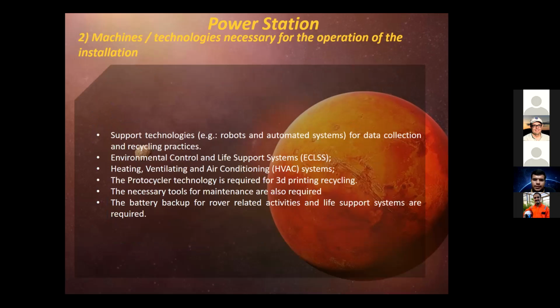Support technologies like robots and automated systems for data collection and recycling practices are also required. Environmental control and life support systems are required for the astronauts while living inside the dome. Then there are HVAC systems. The protocycle technology is required for the 3D printing recycling process. The necessary tools for maintenance are also required. The battery backup for rover related activities and the life support system is also required.